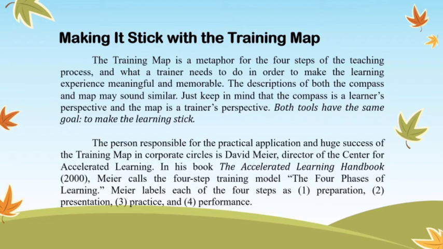The person responsible for the practical application and huge success of the training map in corporate circles is David Meyer, director of the Center for Accelerated Learning. In his book, The Accelerated Learning Handbook 2000, Meyer calls the 4-step training model the 4 phases of learning. Meyer labels each of the 4 steps as 1. Preparation, 2. Presentation, 3. Practice, and 4th, performance.